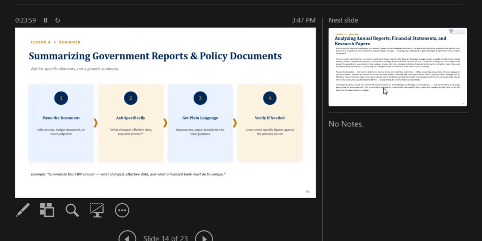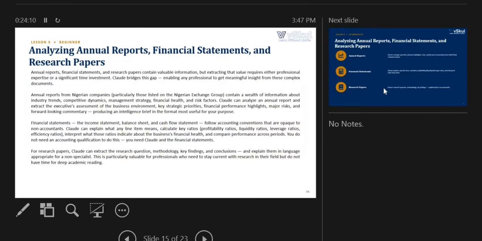So in this lesson 4, we've talked about summarizing government reports and policy documents. As you can see: paste the document, ask specifically, get plain language, verify if needed. Okay? So getting into lesson 5, which of course involves analyzing annual reports, financial statements, and research papers. Annual reports, financial statements, and research papers contain valuable information, but extracting that value requires either professional expertise or a significant time investment.